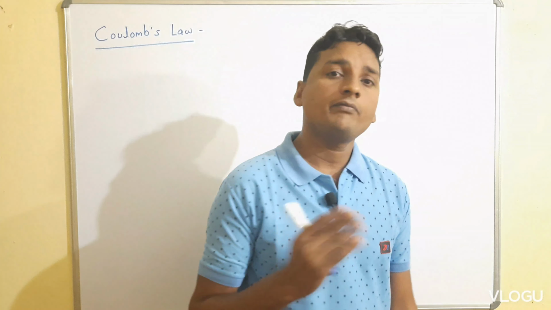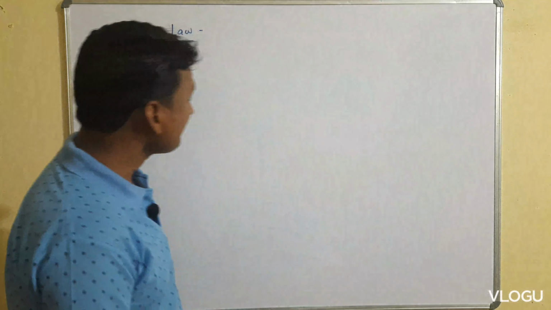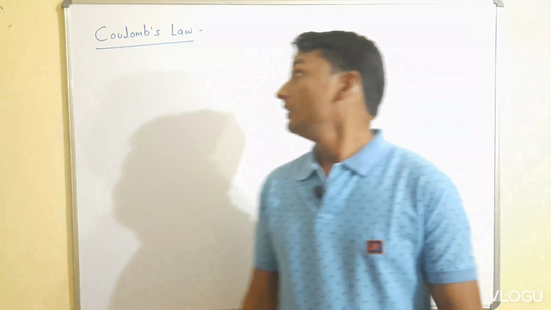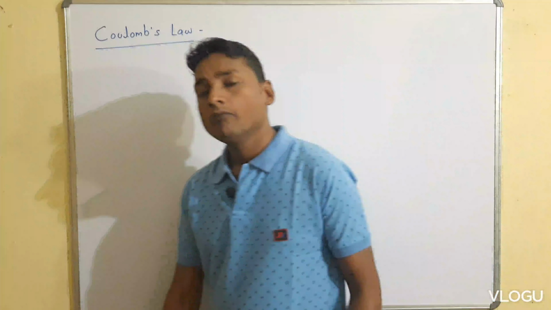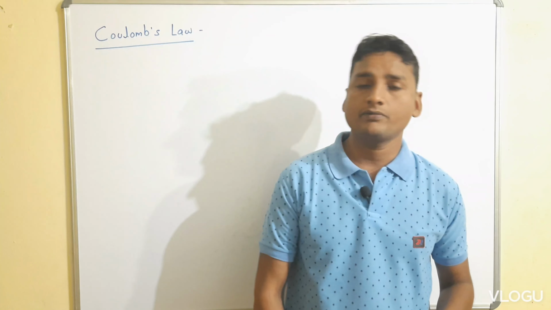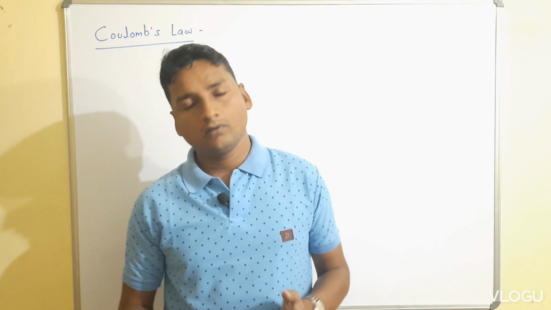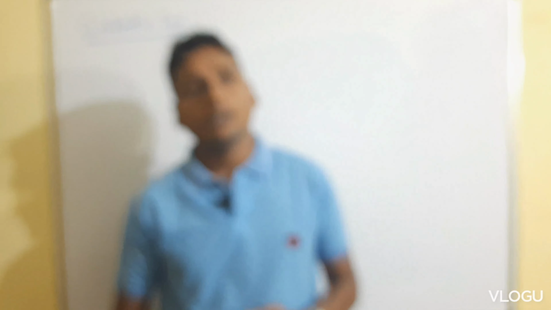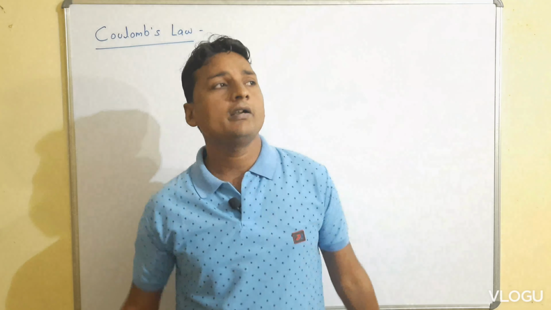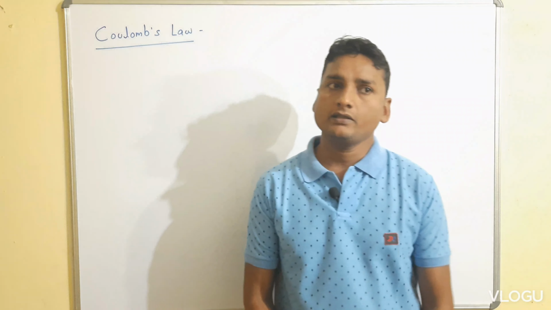So let's start with today's lecture. Today's lecture is well known to you, that is Coulomb's law. What we know about charges is that charges are of two types, positive and negative, and we know that same charges repel each other while opposite charges attract each other.